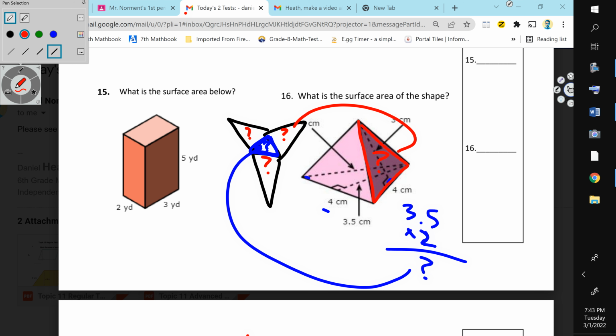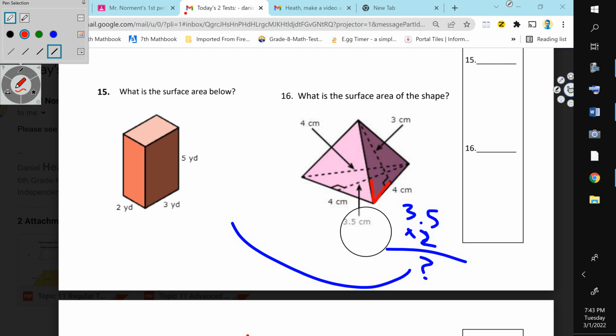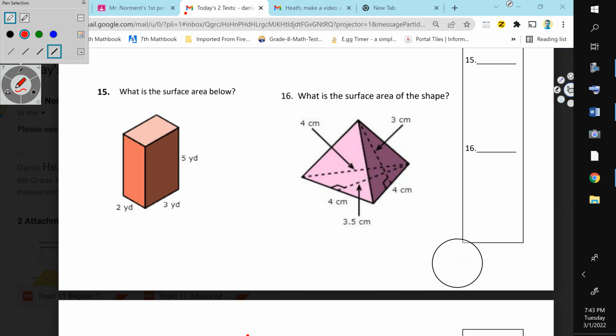I'm not going to help you find the area of that triangle. There's too many hints that I've already given up to this point. So if you're not sure what to do, go back and look at the help that I gave. I think for number 3 and 4 on this, when I was doing the area of a triangle on the first page of the test.